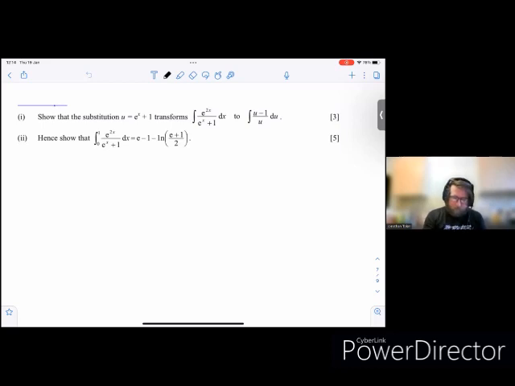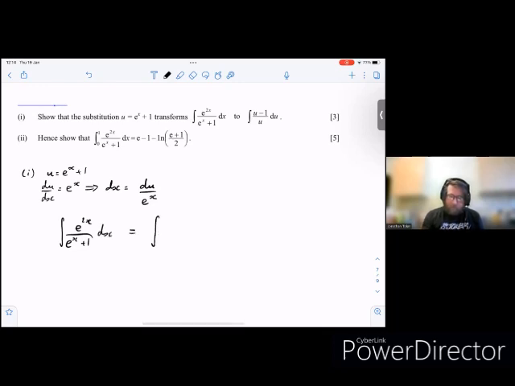Okay, so for part 1, we're dealing with u equals e to the x plus 1. So let's differentiate du by dx. It's just e to the x, which means dx equals du over e to the x. Okay, so let's try and do the substitution. The integral of e to the 2x over e to the x plus 1 dx. Okay, so let's sub everything in.